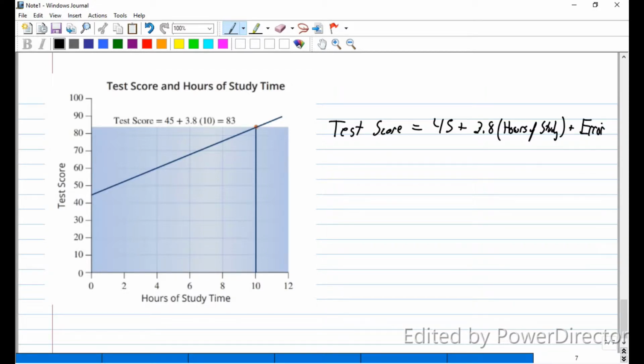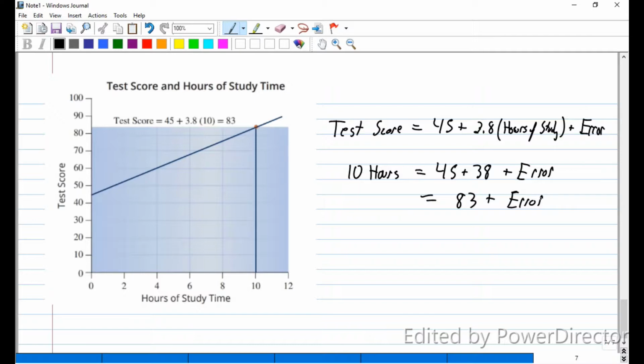I just don't know what that error is. Okay? So I do know that if I studied for 10 hours, then my score would be 45 plus 38 plus some margin of error, or 83 plus some margin of error.